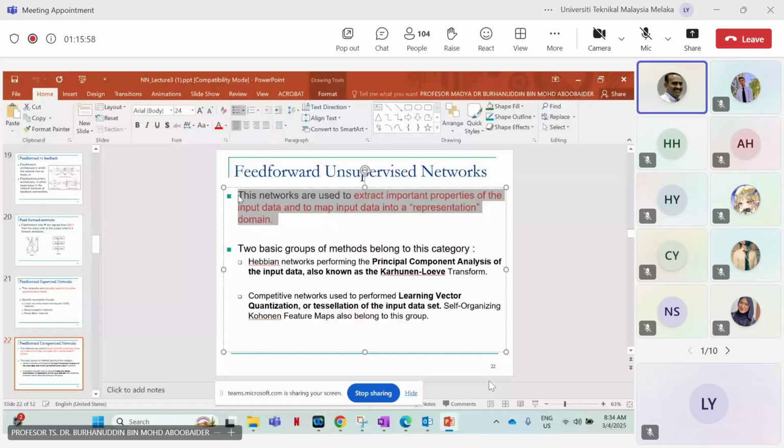All right. And there are actually two basic groups of methods belonging to this category. The first one is the Hebbian network performing what we call principal component analysis of the input data, also known as the Karhunen-Loève transform. And another one is a competitive network used to perform learning vector quantization or tessellation of the input data. Self-organizing map or Kohonen feature map also belongs to this group as well.